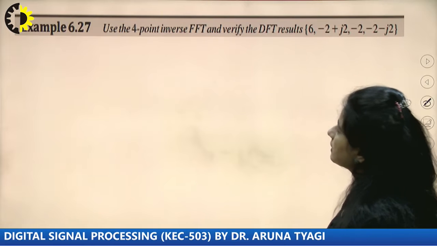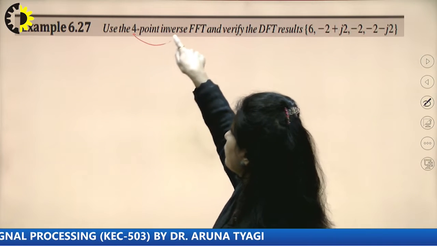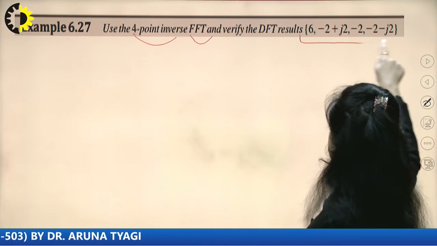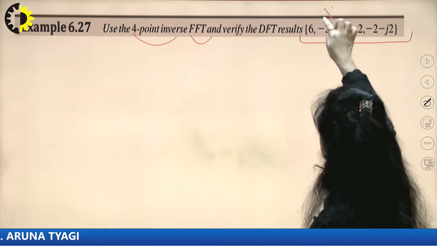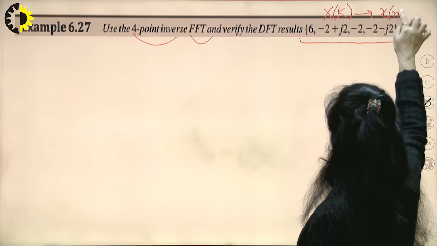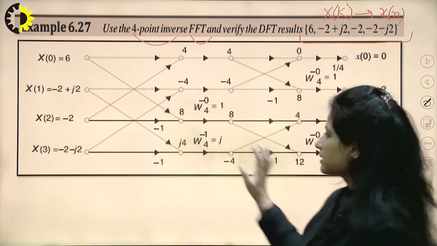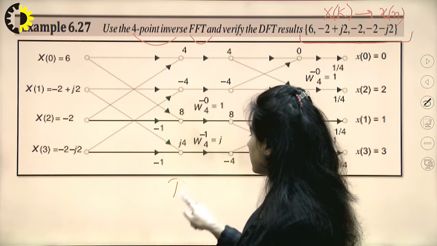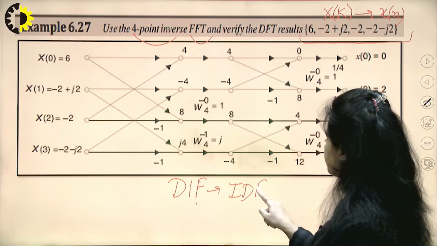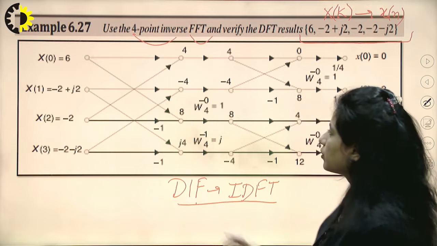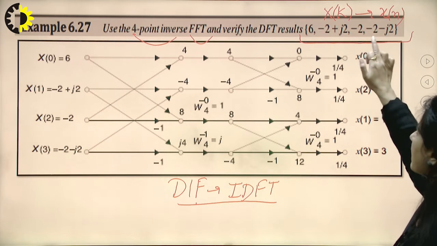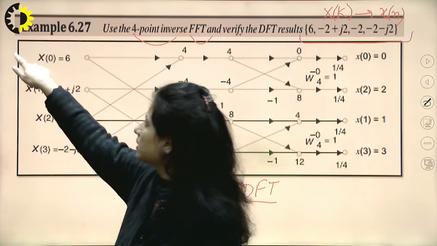So how do I see it here? Let us solve for the 4-point FFT algorithm and I need to verify the results for this. So what is this? This is my Xk. And from this Xk, I need to create xn. So what I have to do? I have to create this butterfly diagram, that is the DIF IDFT diagram. So input would be ordered. So input is 6, minus 2 plus 2j, minus 2, minus 2 minus 2j. So I have given them in the ordered way.